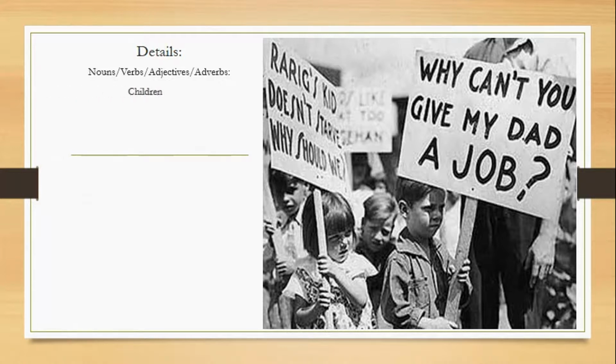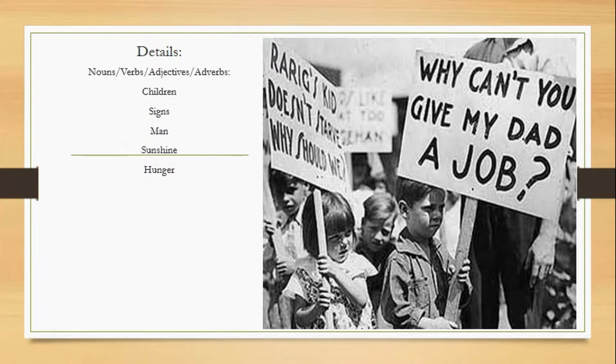First of all, the noun that I see is the children. As I look closer, I see that these children are holding signs. There's a man standing behind the children, and I notice that it is a sunshiny day. Now, when I look closer at the signs being held by the children, I notice that it says, "Rorig's kid doesn't starve. Why should we?"